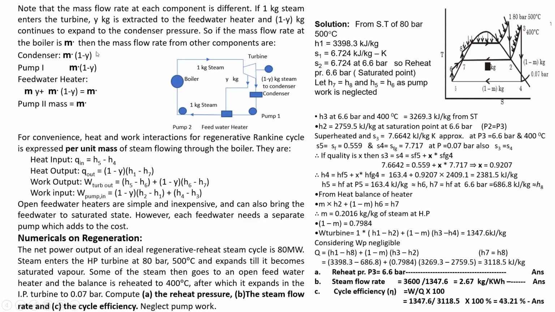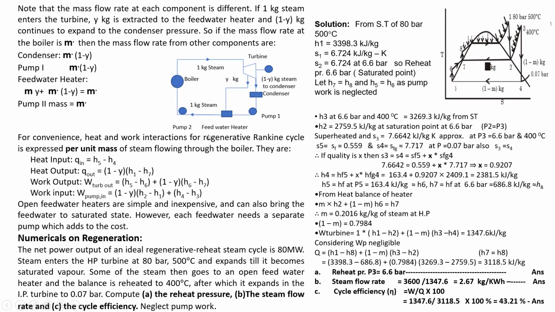So if the mass flow rate at the boiler is m dot, then the mass flow rate at the other components: the condenser will be m dot into (1 minus y). In pump 1, m dot into (1 minus y). In the feed water heater, it will be m dot into y plus m dot into (1 minus y), that will be m dot. So the mass flow rate to the boiler will be m dot, and in pump 2, automatically the mass flow rate will be m dot.